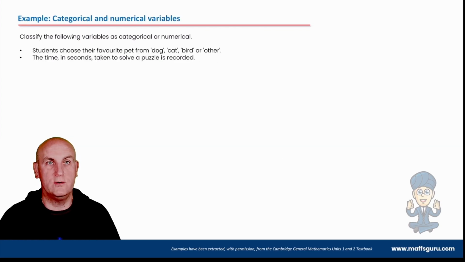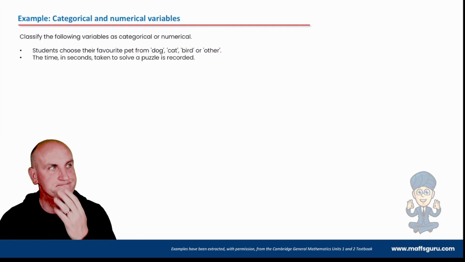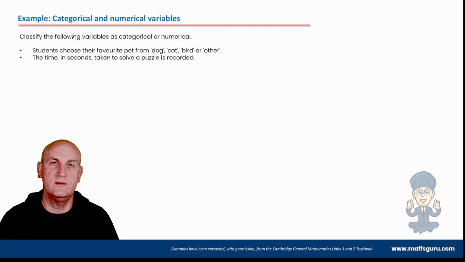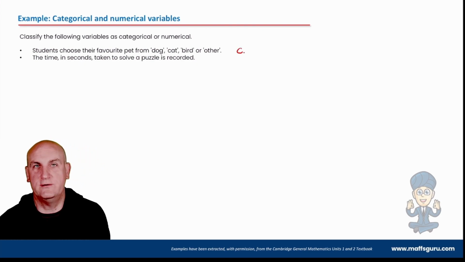All right, so what we've got: categorical and numerical, and then inside of that is nominal and ordinal, and discrete and continuous. All right, so here's an example. Classify the following variables as categorical or numerical. Students choose their favorite pet from dog, cat, bird, or other. Numerical? I don't think so. Categorical? Absolutely. So that one there, I'm going to put C for categorical.